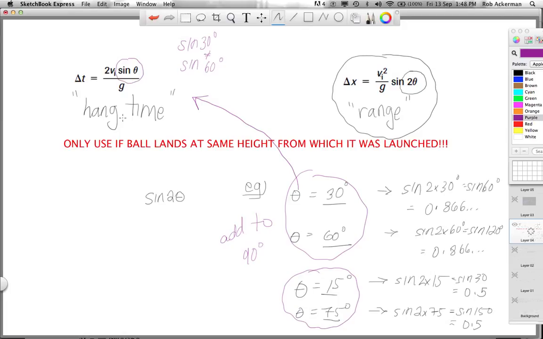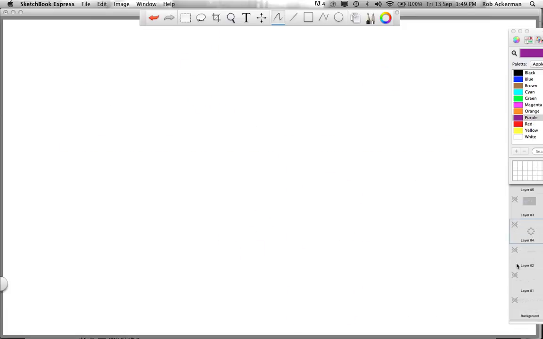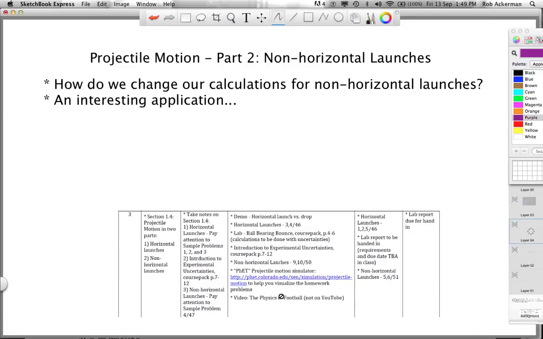We will talk later in class about one more thing, and that is the effect of air resistance on the ball, or the projectile, and that's why you want to come to class to watch this cool video, The Physics of Football, where some actual NFL football players and a scientist will get together to analyze what's going on in the game of football as far as projectile motion is concerned.